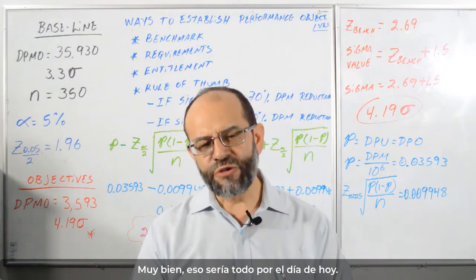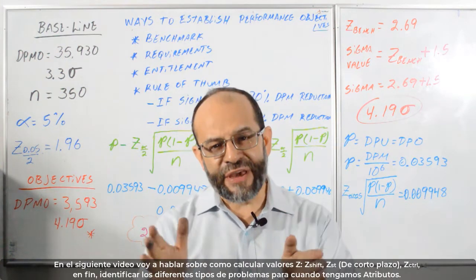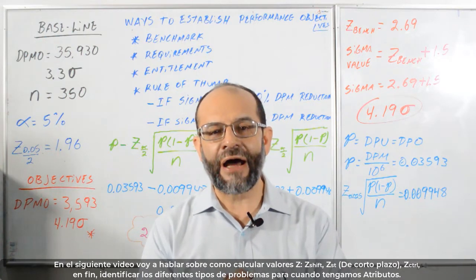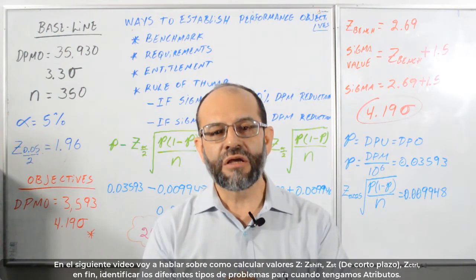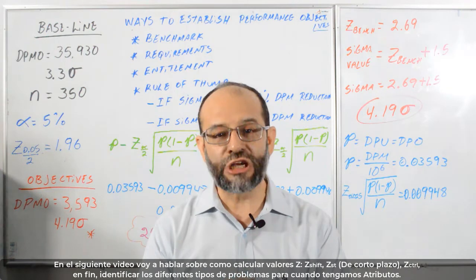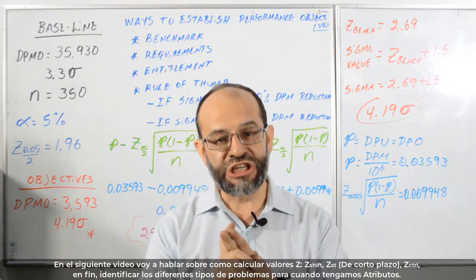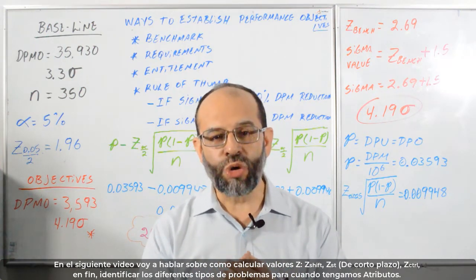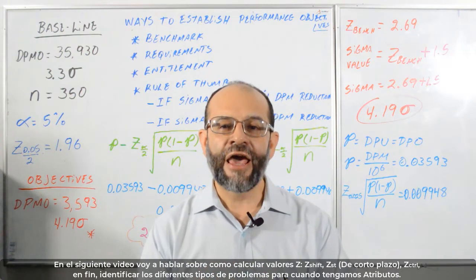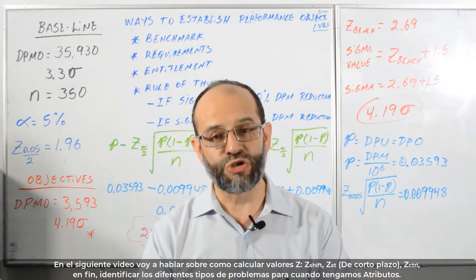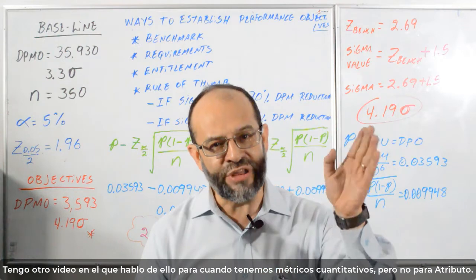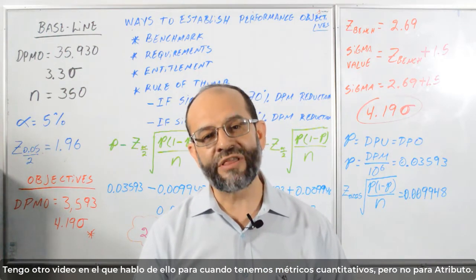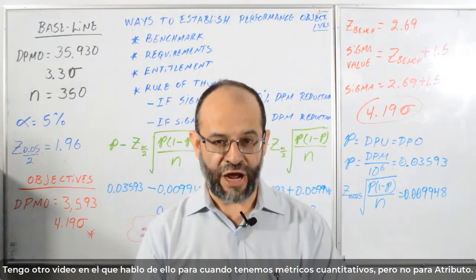Okay, well, that's it for today. In the next video, I'm going to talk about calculating Z values, Z shift, Z short term, Z control, different types of problems, but when we have attributes. I have said that I have another video for when you have a quantitative metric, but not for attributes.